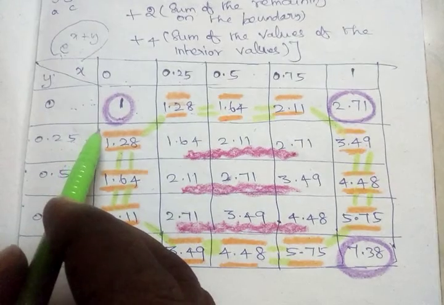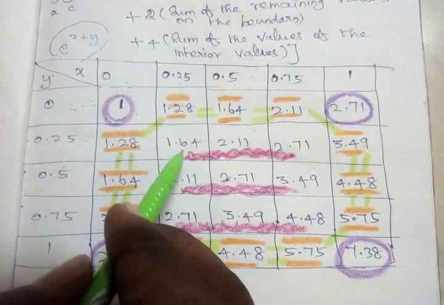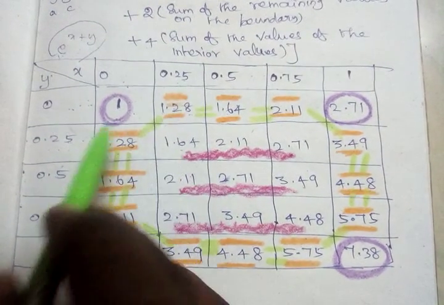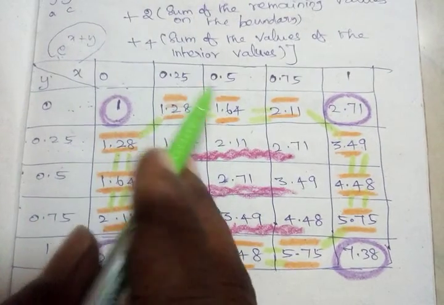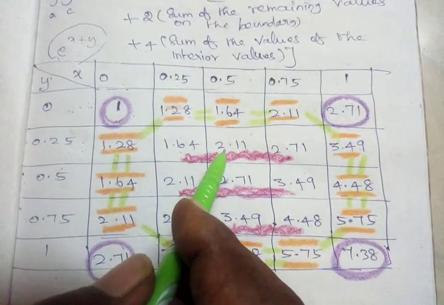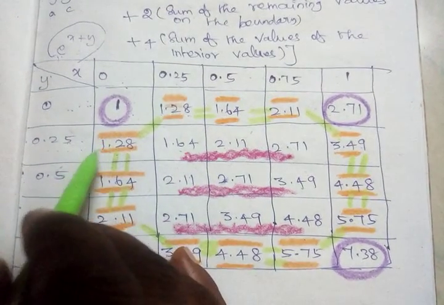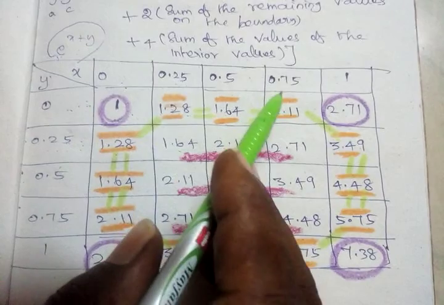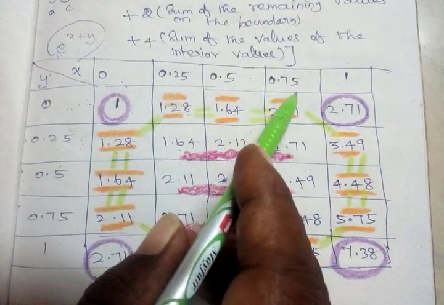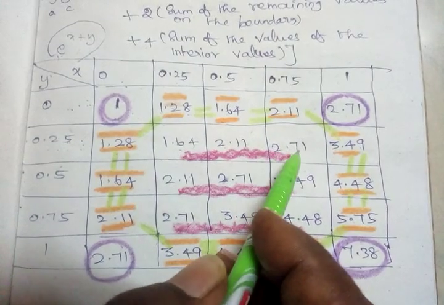So the answer is e power 0.5. Answer 1.64. And 0.25, 0.5, so the answer e power 0.75. The answer is 2.11. And next one 0.25 plus 0.75, so e power 1. So e power 1, the answer is 2.71.